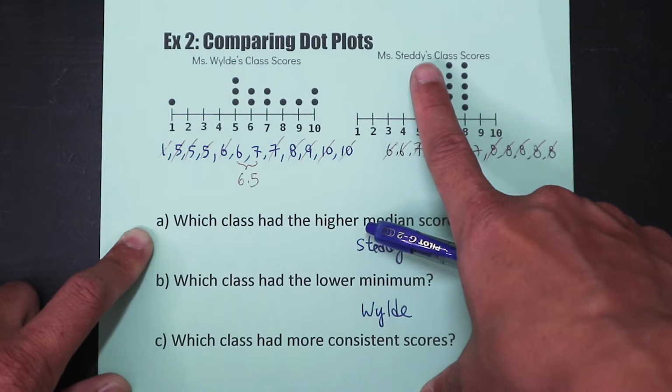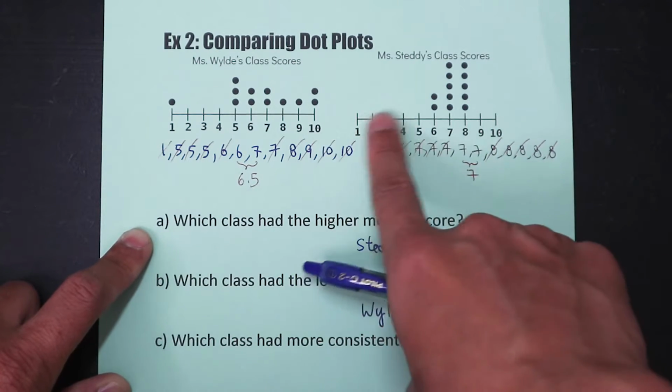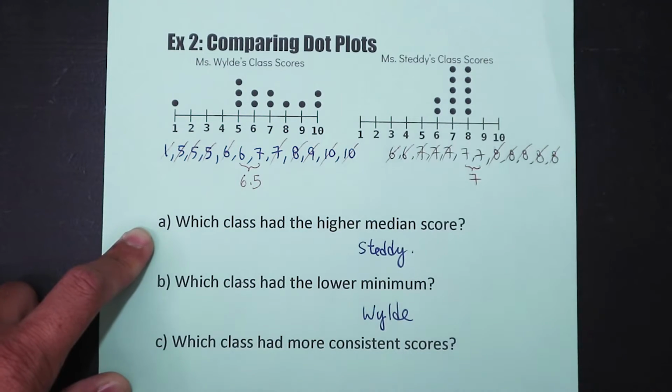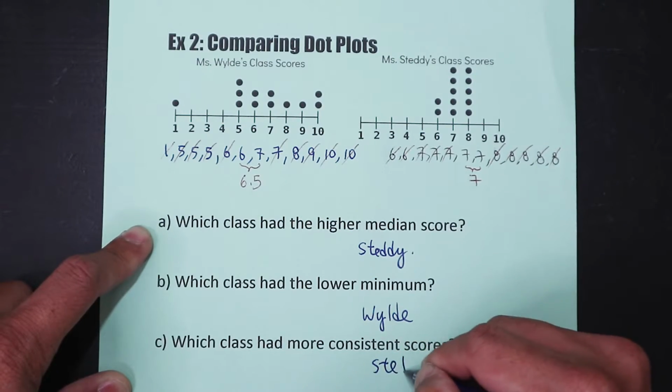However, in the other class, Miss Steady's class, most people are around 6, 7, and 8. Nobody failed, and nobody really got 100%. So they're really clustered together, very, very close together in terms of the class scores. So therefore, which one has more consistent scores? It's going to be Miss Steady's class.